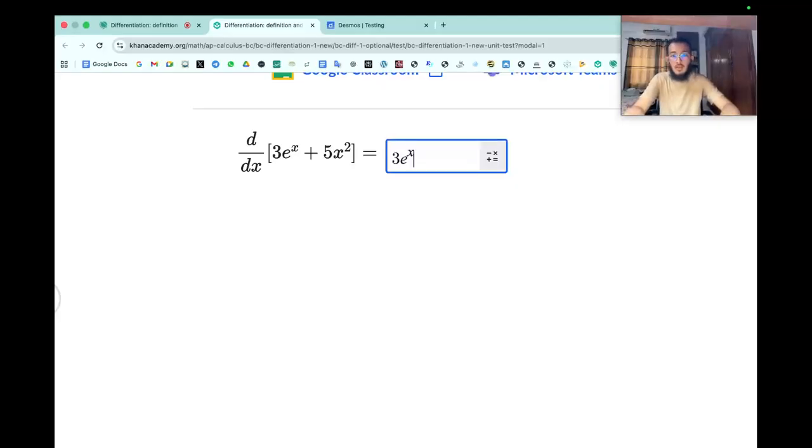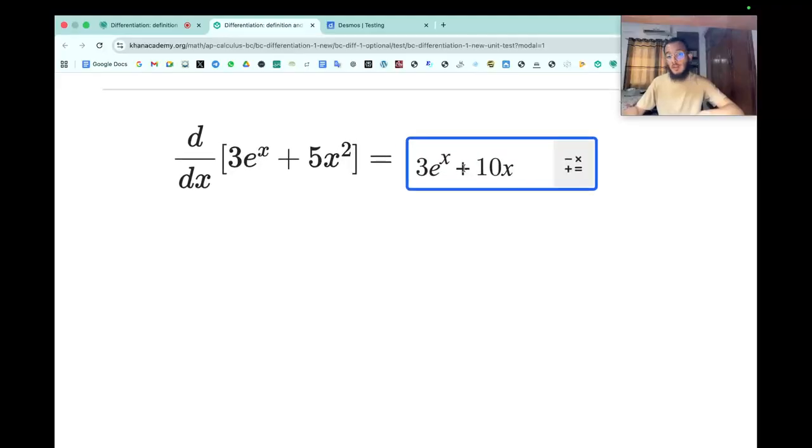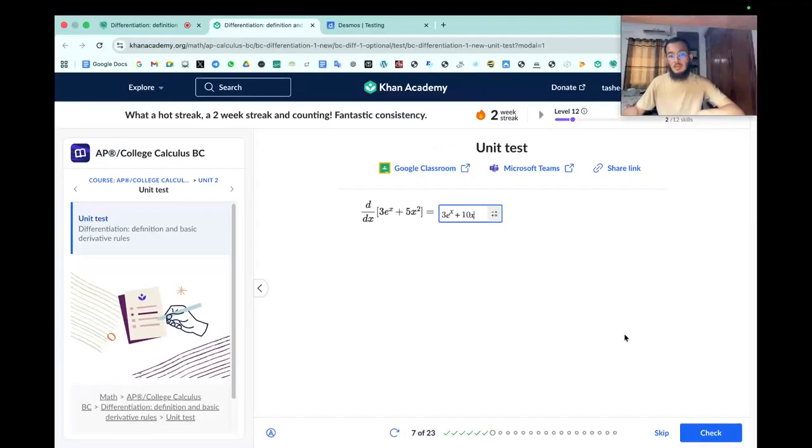And the differentiation of 5x squared is 10x, because you multiply 5 with 2, it's 10, and you reduce the power by 1, so x. And this is the final answer.